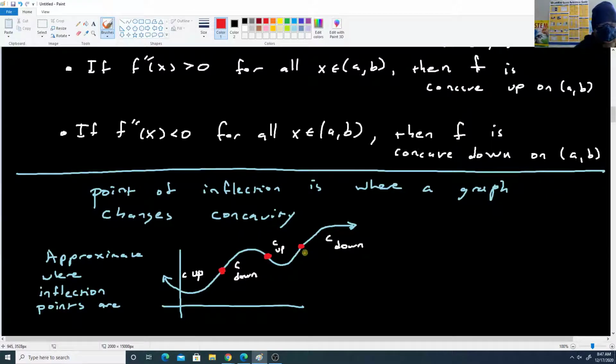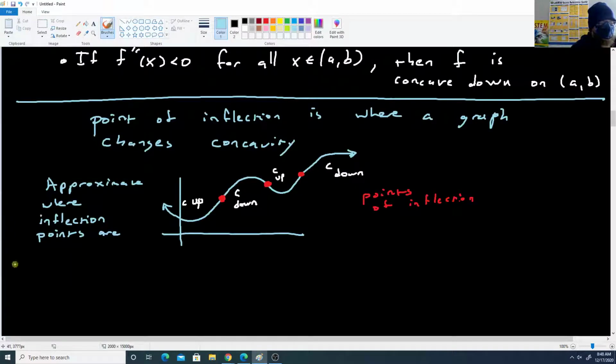So these red dots that we placed, these would be points of inflection. We're approximating them because I don't know exactly where this happens, but you can get the sense from the graph: we open up, we stop opening up here, we start opening down, stop opening down, start opening up, stop opening up here, and start opening down for the final bit.